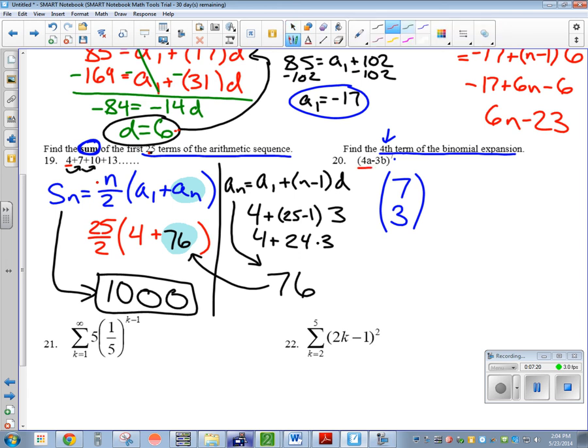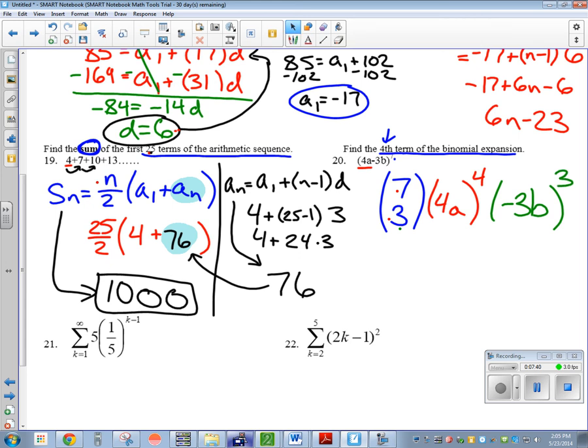Whatever comes first is the 4a. The formula tells me to raise it to the n minus k power. So this is my n, this is my k, so 7 minus 3 tells me raise it to the fourth. The second part is the negative 3b. This I raise to the k power, so I'm going to raise it to the third power.